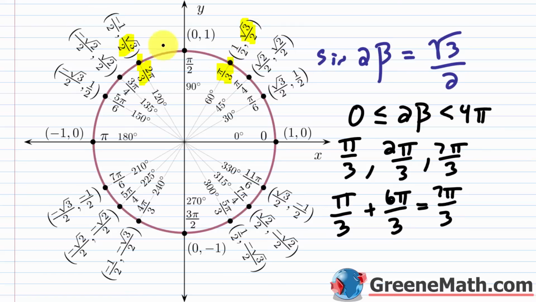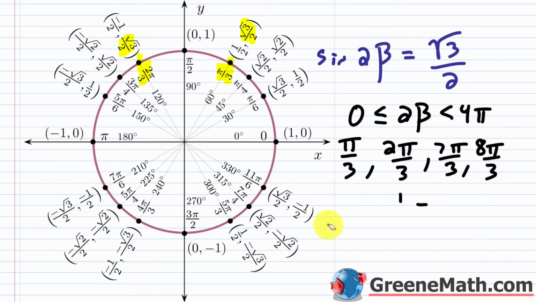So again, starting here, just swinging around by another 2 pi. You've got to do the same thing here. So let's put this as 2 pi over 3 plus, again, 6 pi over 3. So 6 pi over 3 is, again, 2 pi written with a common denominator. So this would be 8 pi over 3.